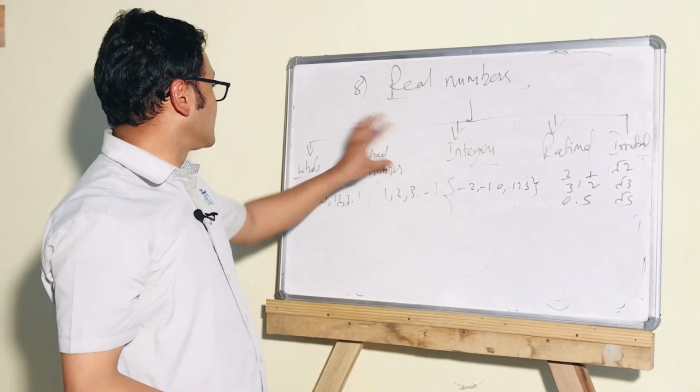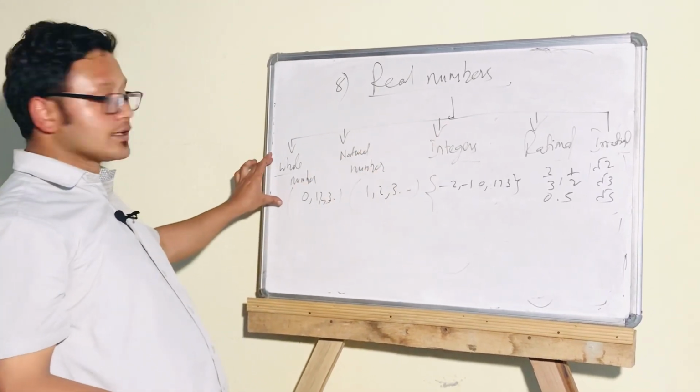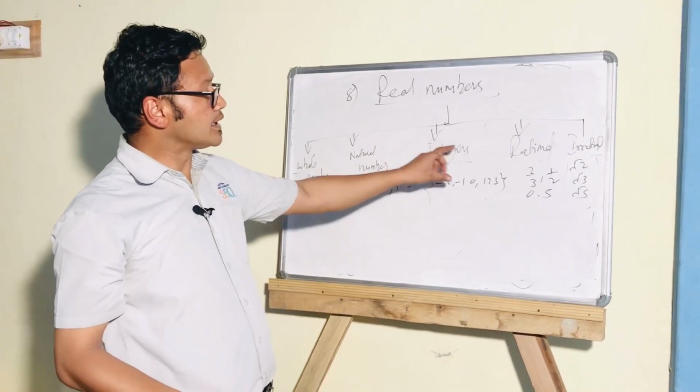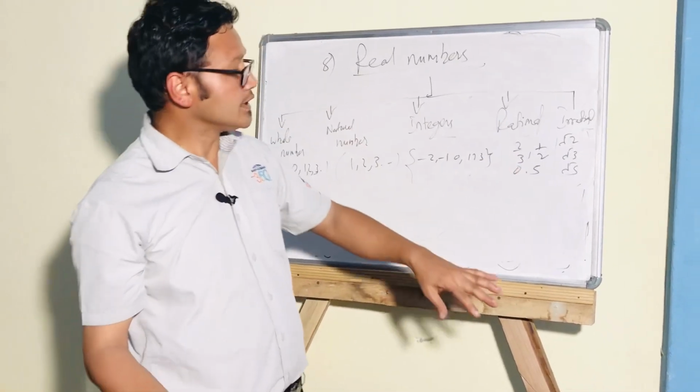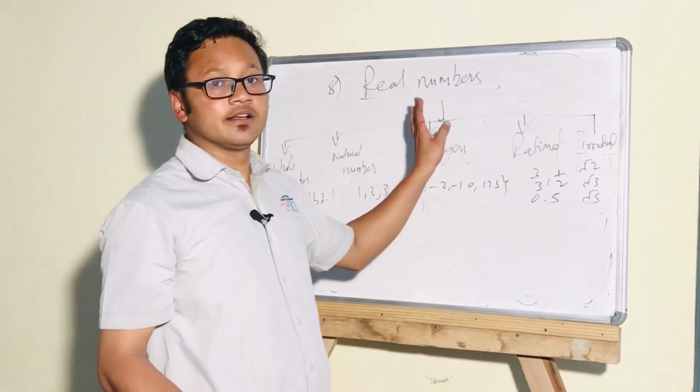So whenever we are solving problems, we are dealing with real numbers. That means we are using whole numbers, natural numbers, integers, rational numbers, and we are also dealing with irrational numbers. So all of it comprises the real numbers.